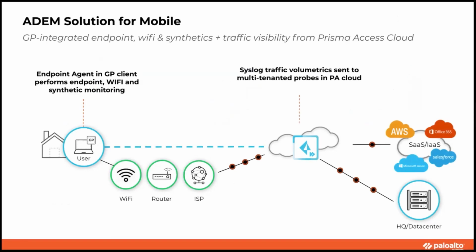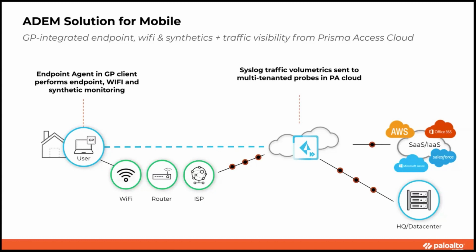What's the ADEM solution for mobile users? Autonomous DEM functionality is natively integrated into the GlobalProtect app and Prisma Access. So as I mentioned earlier, it does not require you to deploy any additional appliances or agents. Because of this native integration, the ADEM service enables synthetic tests for the applications you specify, both from the endpoint and from different vantage points in the Prisma Access.